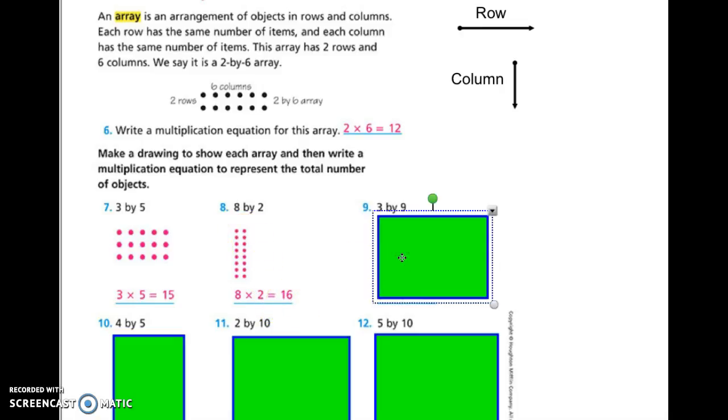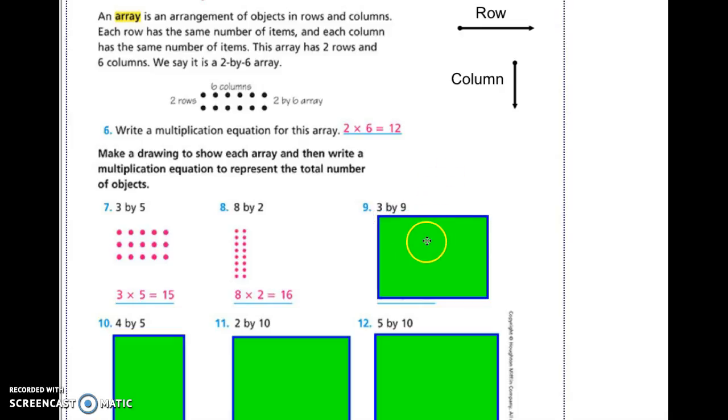All right, last one, go ahead and write this one down. Draw an array for 3 by 9. Again, rows first, then columns. Okay, and then go ahead and write the multiplication equation.